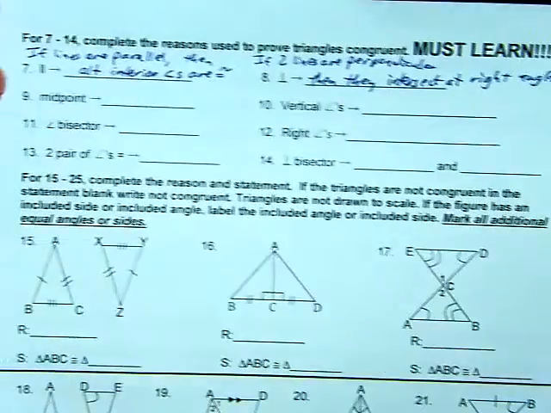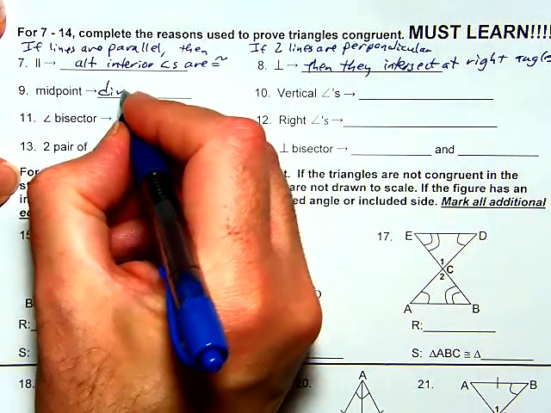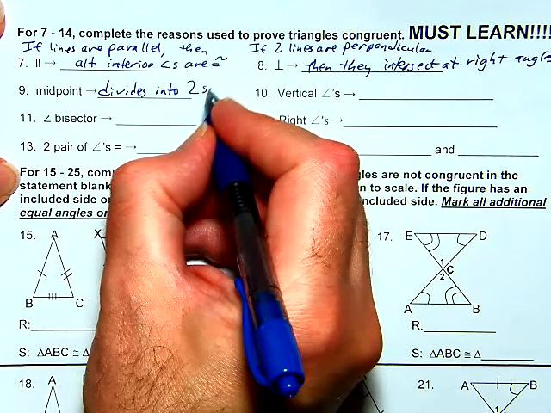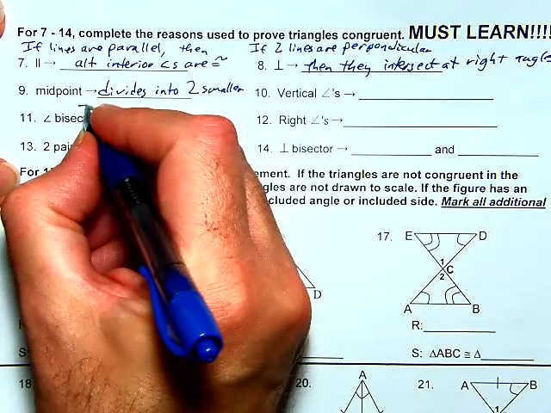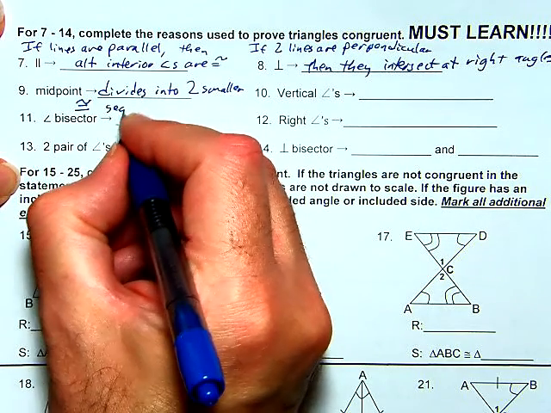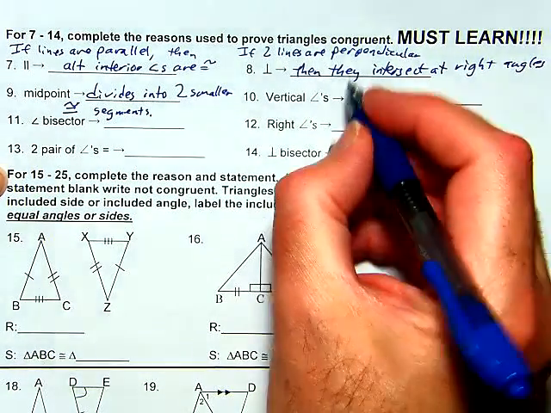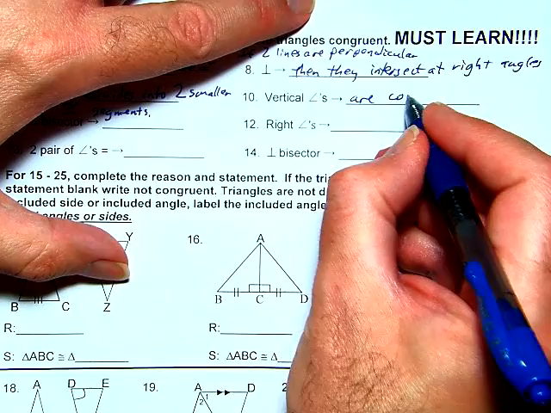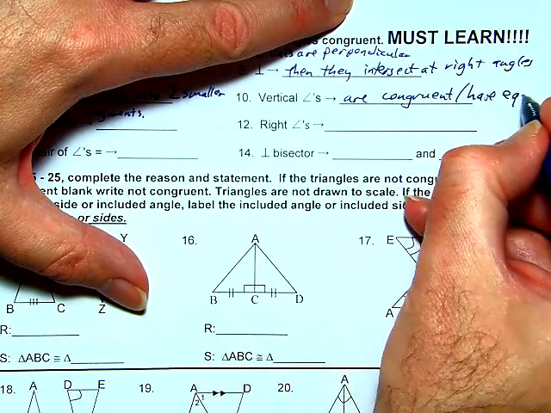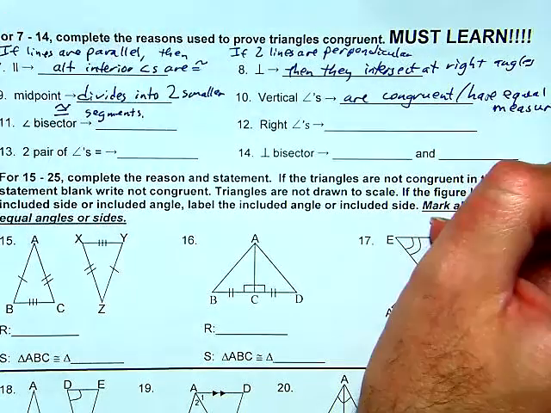Okay, good. A midpoint of a segment divides the segment into two smaller segments with equal measure, or we could say into two smaller congruent segments. Number 10, vertical angles are congruent, or we can say have equal measure. You can use it either way. That means pretty much the same thing.